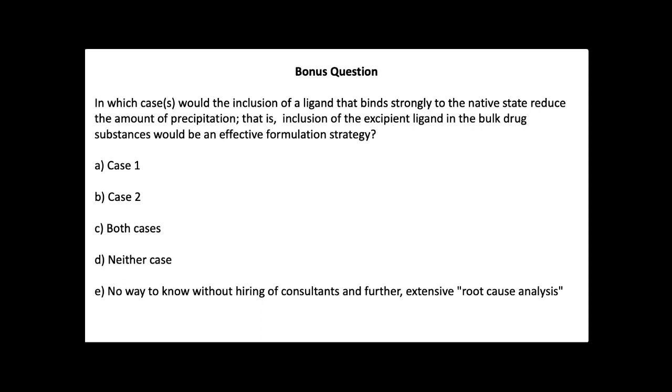In case 1, a strong binding ligand increases chemical potential, which leads to an increase in solubility. Whereas in case 2, a strong binding ligand stabilizes the native state, which leads to less unfolding and irreversible aggregation. So knowing mechanistic insights into how things work can be very helpful to solving these practical problems.